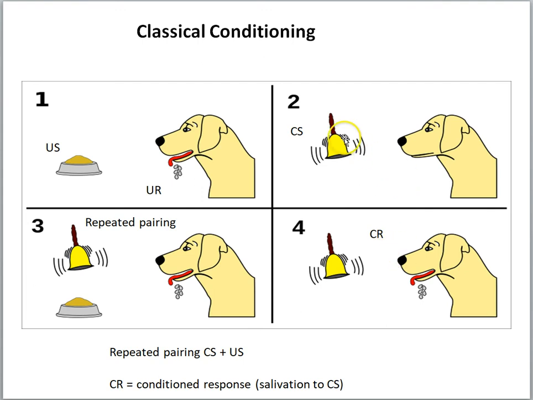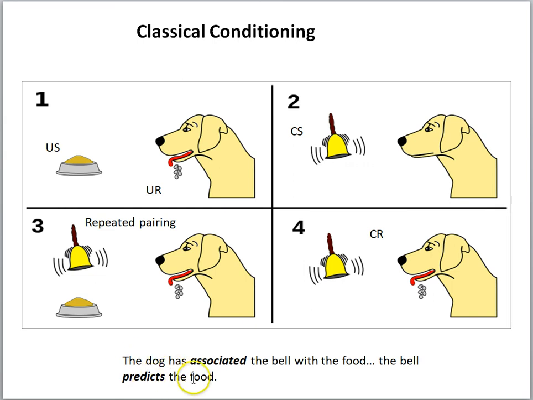So previously the bell was a neutral stimulus. The dog did not salivate. The bell was not associated with food. But when we repeatedly pair the bell with the food, the dog begins to salivate to the bell alone. The dog has associated the bell with the food. At this point, the bell predicts the food.